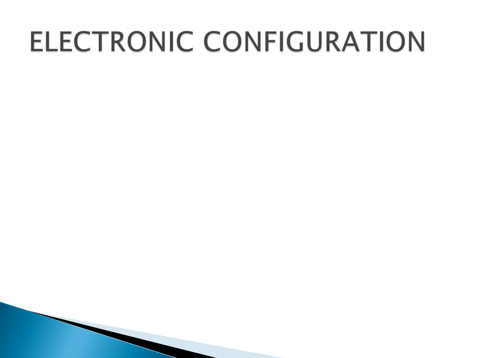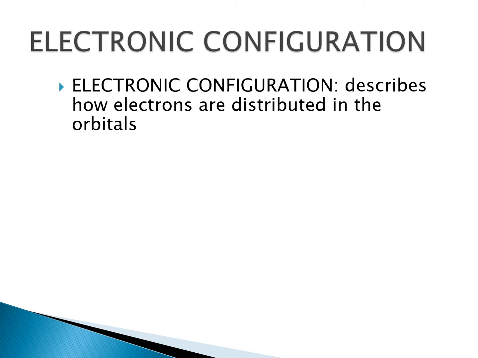So the first thing that we will discuss is the concept of electronic configuration. Now, electronic configuration, class, describes how electrons are distributed in the orbitals of an atom. So take note of that. Again, electronic configuration describes how electrons are distributed in the orbitals. So basically, when we are dealing with electronic configuration, we are trying to locate where electrons are found in the atom.